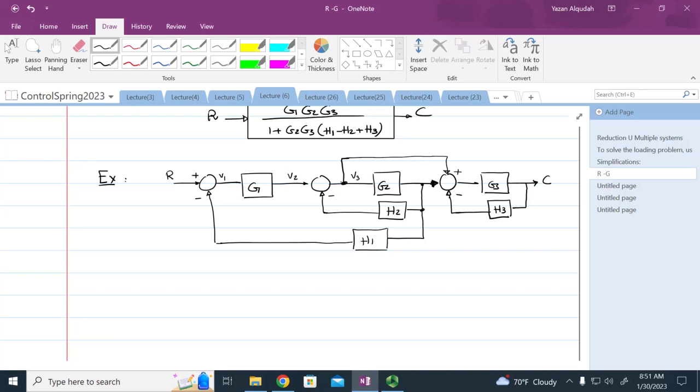I can move it forward. How? Instead of taking it from here, I can move it and take it from here, and then divide by G2, that is, times by 1 over G2. Make sense? So that's the trick in this circuit.